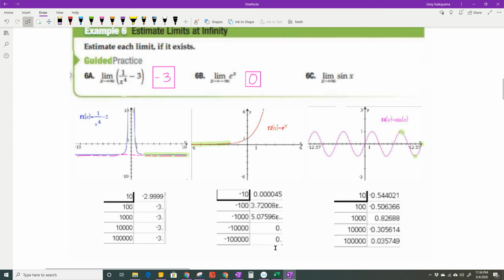So you can see as we get bigger and bigger, it's getting to 0. Okay. And we'll do this last one and then we'll talk. The limit as x approaches infinity of the sine of x. Okay, here is my graph of the sine of x.